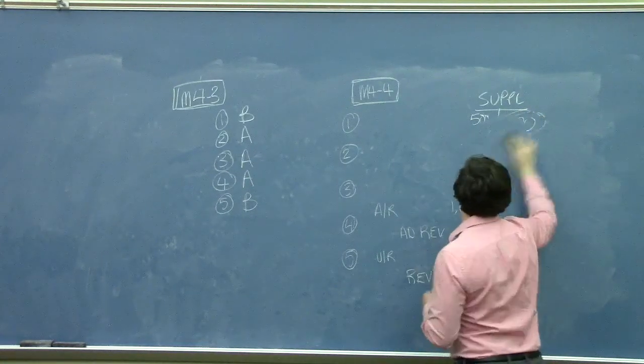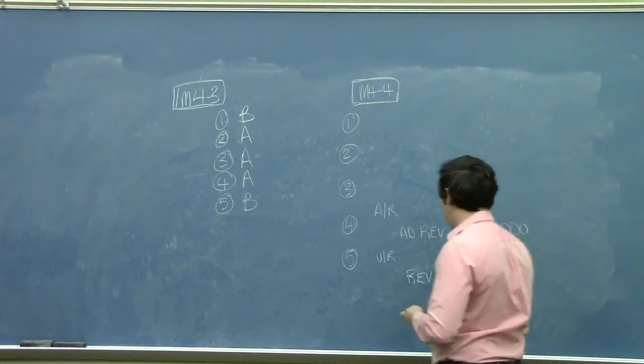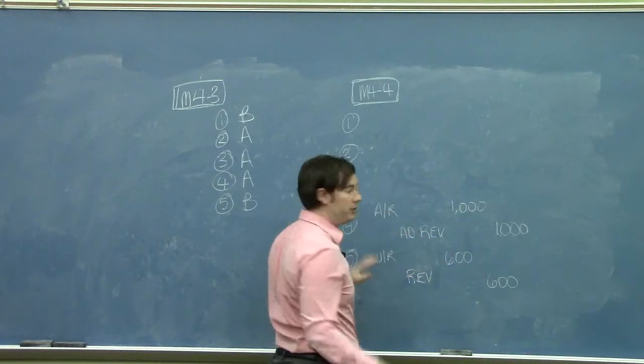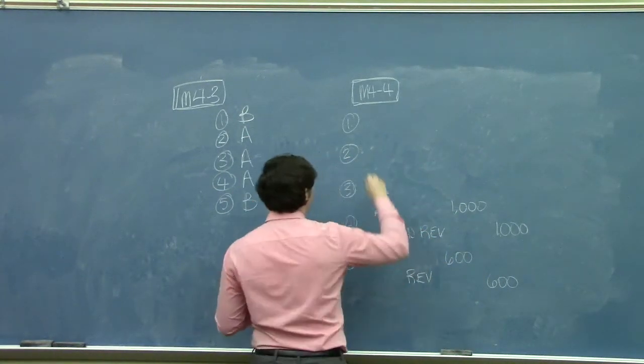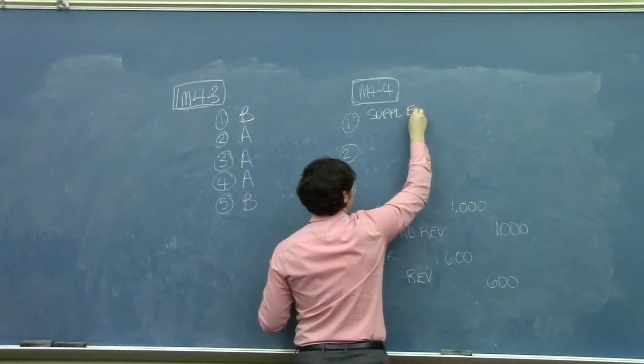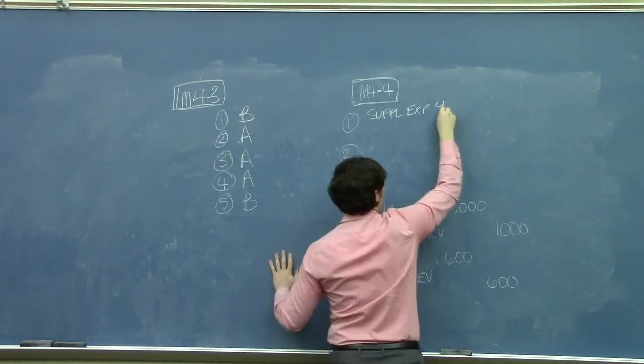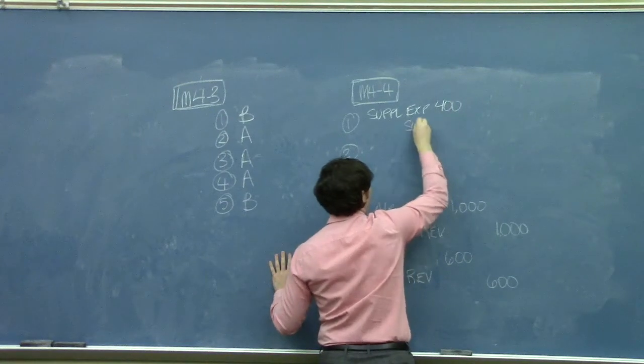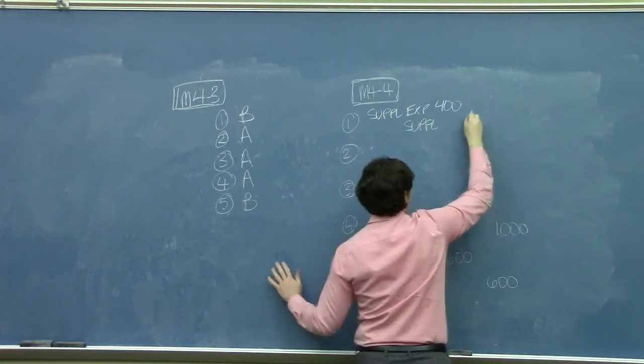So I'm going to erase this here. And the journal entry that we want to make, I kind of foreshadowed this when we did M43, is debit supplies expense 400 and credit supplies to reduce it, 400.